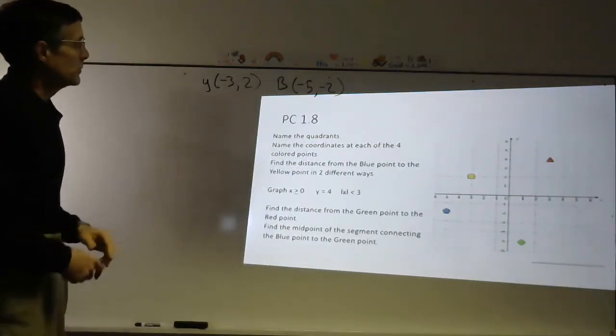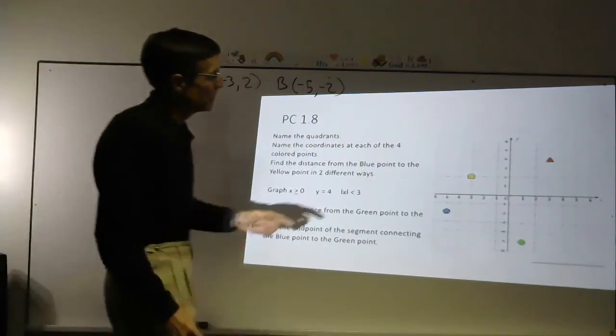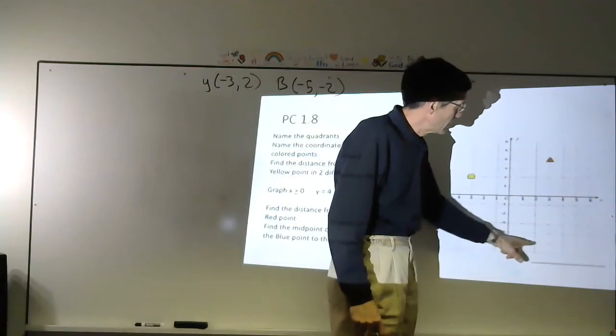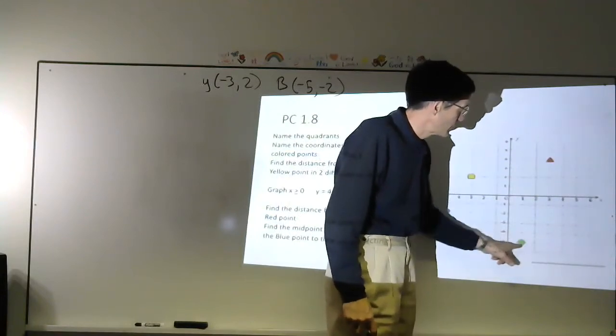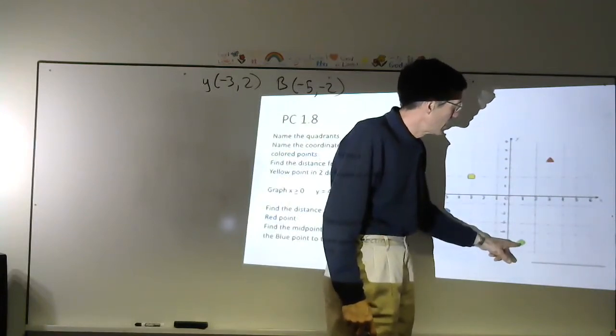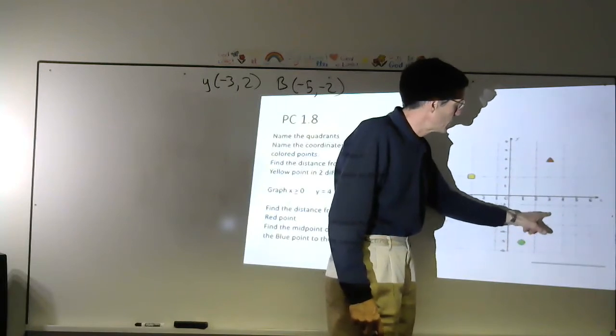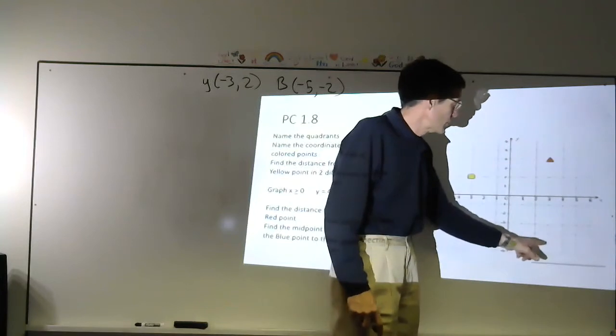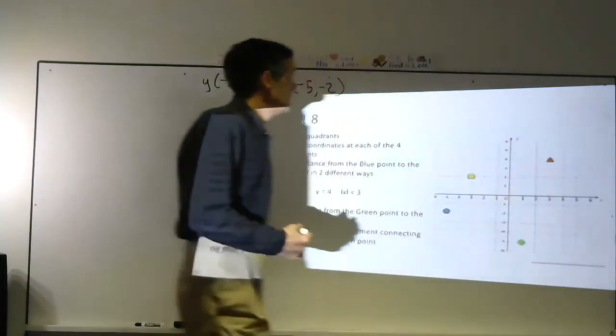Find the distance from the green point to the red point. Because we have a picture, I'm just going to do Pythagoras. Green to red. Green is over 2, so this distance is 2. And then I'm up 1, 2, 3, 4, 5, 6, 7, 8, 9. So it's over 2 and up 9.